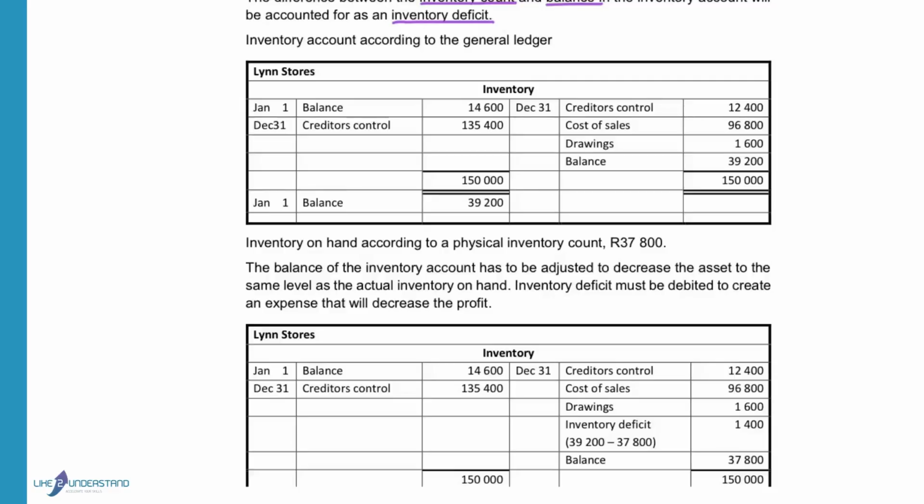We have the following account in the general ledger: the inventory balance at the beginning of the year, and the creditors control is all the amounts that we bought on credit. On the credit side, this is the amount that we returned to the creditors. This is the amount that we sold during the year. We had drawings, and according to our bookkeeping, there should be 39,200 inventory on hand in the business. According to the physical inventory count, there's only 37,800.